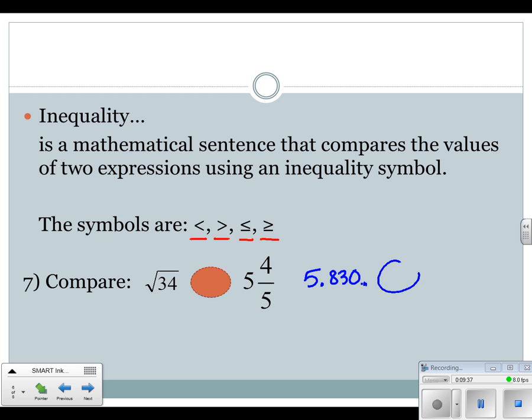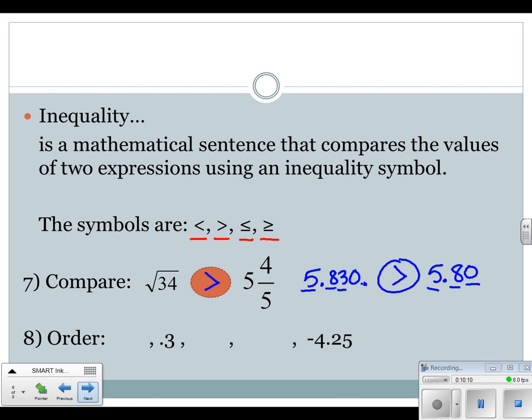And we're going to compare it to 5 4/5, which would be 5.8. Well, they both have 5 in the ones. They have 8 in the tenths. But in the hundredths here, there's a 3, and over here, there's a 0. And that 0 is smaller than the 3. The 5.83 would be greater. The alligator eats the bigger number. So the square root of 34 is greater than 5 4/5.